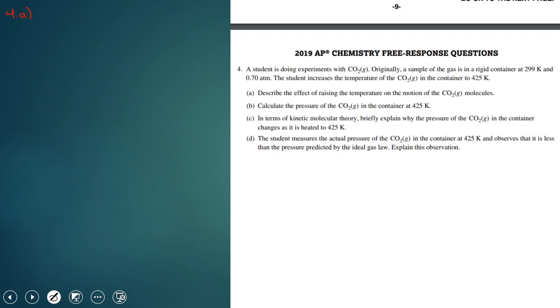Alright, 4A, describe the effect of raising the temperature on the motion of CO2 molecules. Well, this is just using the molecular gas theory, or you can even consider it in terms of kinetic energy. So up temperature is equal to up KE, which is equal to up speed. And then I would just say by the molecular gas theory.